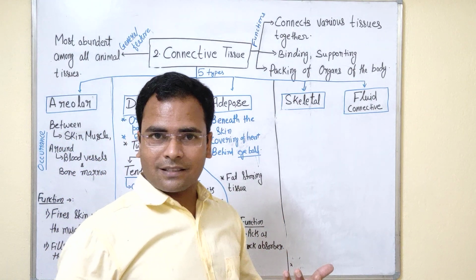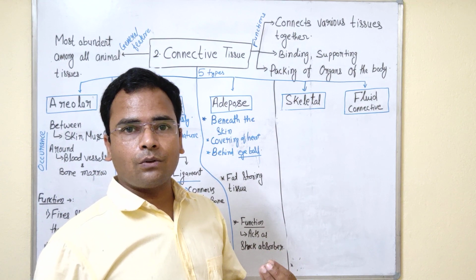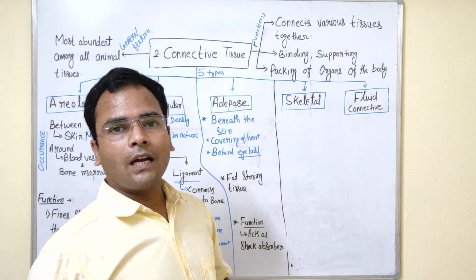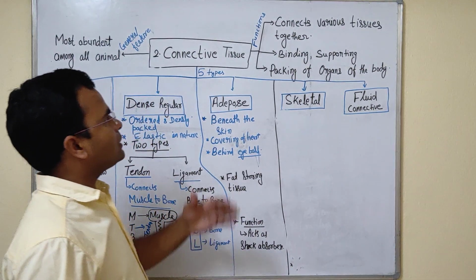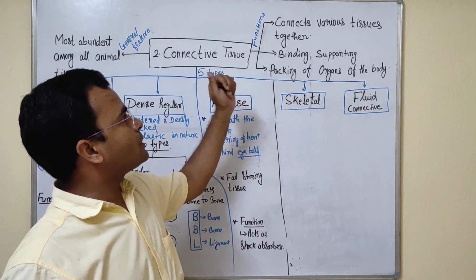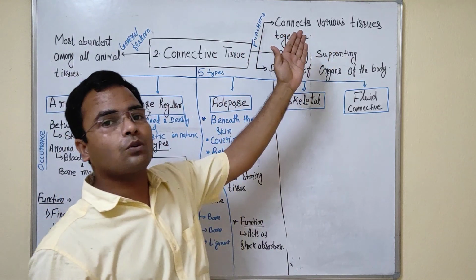So a question could be asked, which animal tissue is the most abundant tissue among entire animal tissue? And the answer will be, of course, the connective tissue. Now coming to its function, a general function I am talking about. The connective tissue, it's clear from the name, so it will connect the various tissues together.